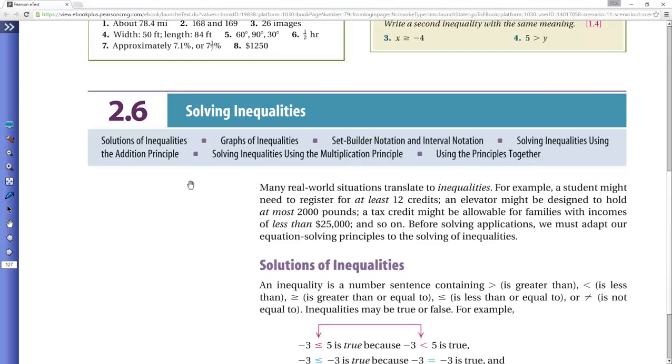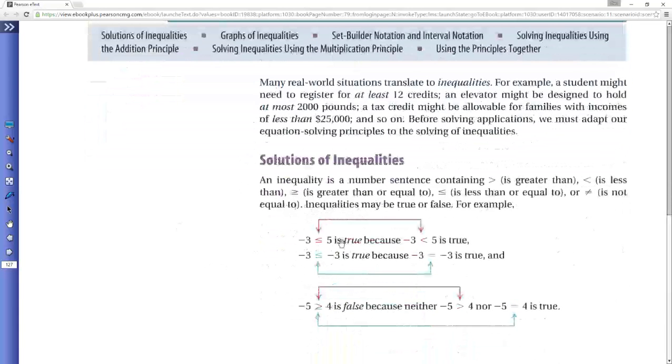Inequalities. We talked about equations. That's when things are equal. Well, with inequalities, we have this inequality symbol and so on. You know, where do you think they got this symbol from? Here is a less than symbol, and this is true. -3 is less than 5. Well, it comes from the number line. This means -3 is left of, on a number line, 5.